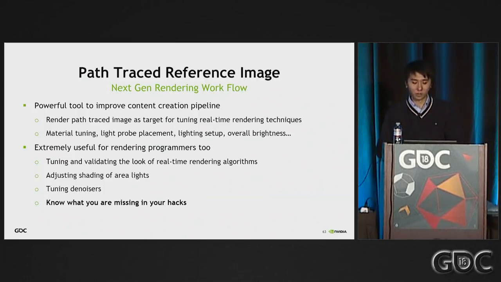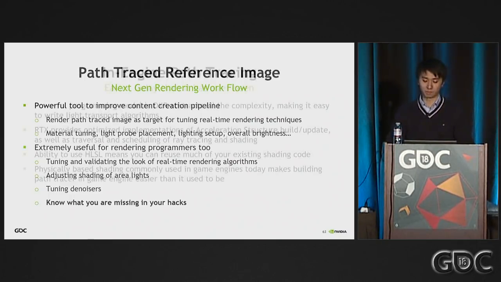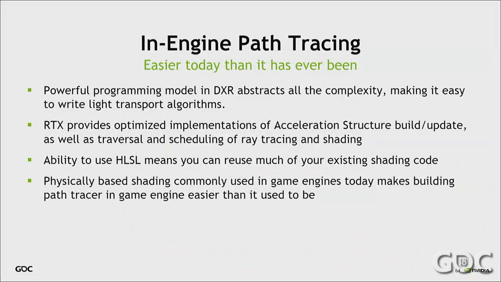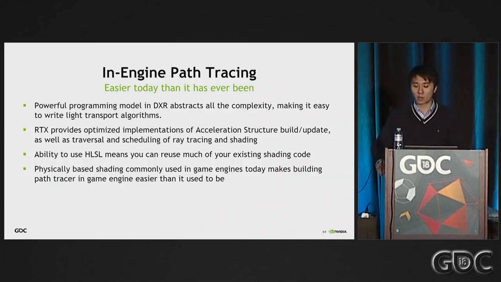In fact, we have actually prototyped path tracing in our UE4 integration, and it served us well when developing those denoising algorithms that you saw earlier. So building a path tracer in a game engine today is easier than ever before, because writing a path tracer that is fast on modern GPUs has always been a challenging task. But now with the powerful programming model provided by DXR and the optimized implementation of acceleration structure build, ray traversal, and scheduling by RTX, it handles a lot of these challenging things for you. And hopefully developers can now just focus on the light transport and algorithm side of things.